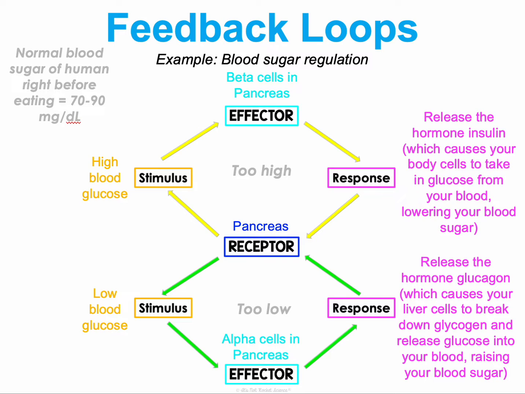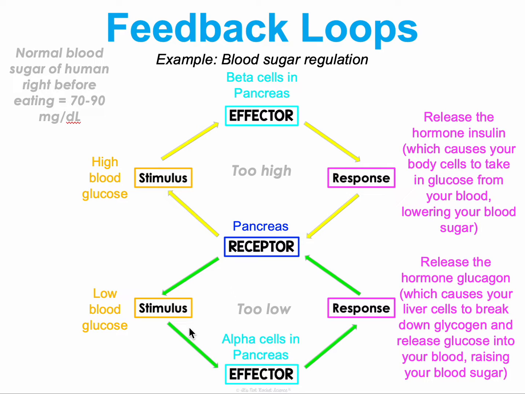Your beta cells will release the hormone called insulin, and your body cells will then take in glucose from your blood, lowering your blood sugar concentration. Your liver cells specifically are going to take in glucose and store it as glycogen, and your blood sugar will ultimately be stabilized after that.